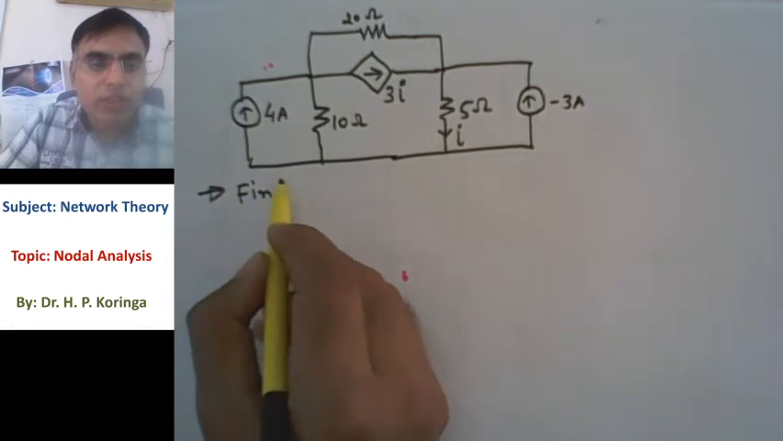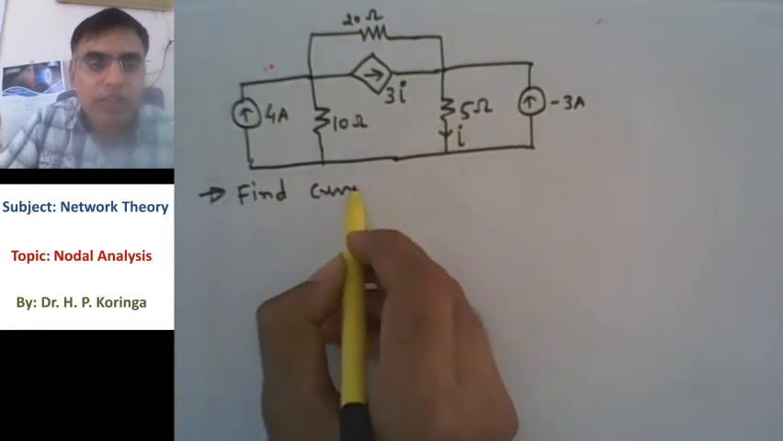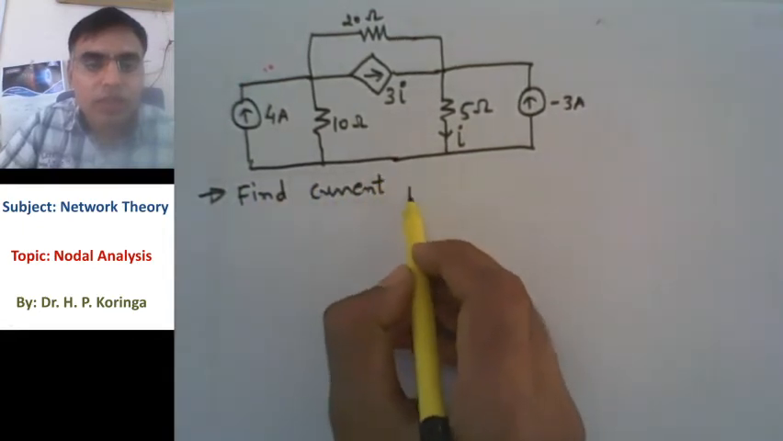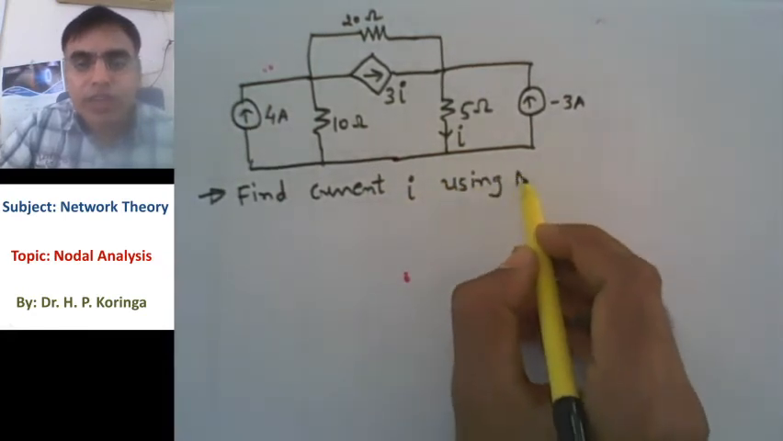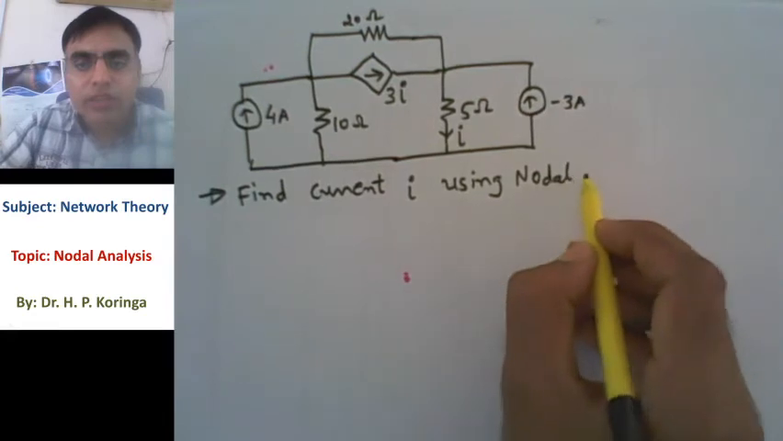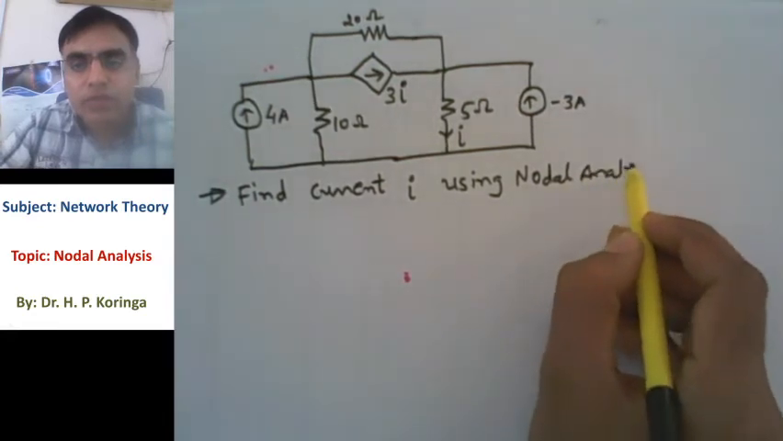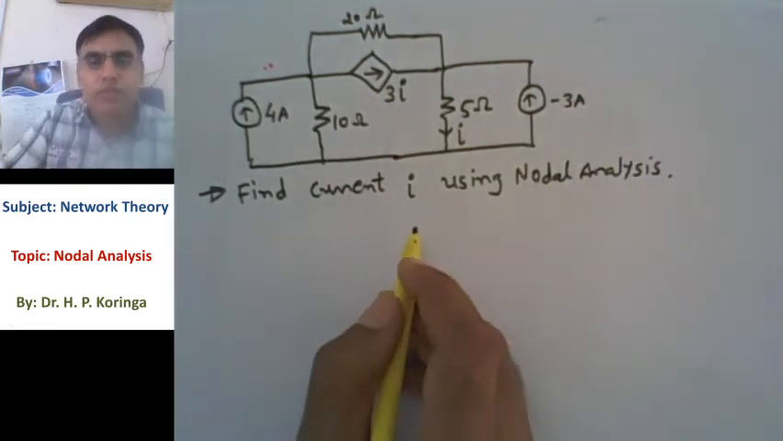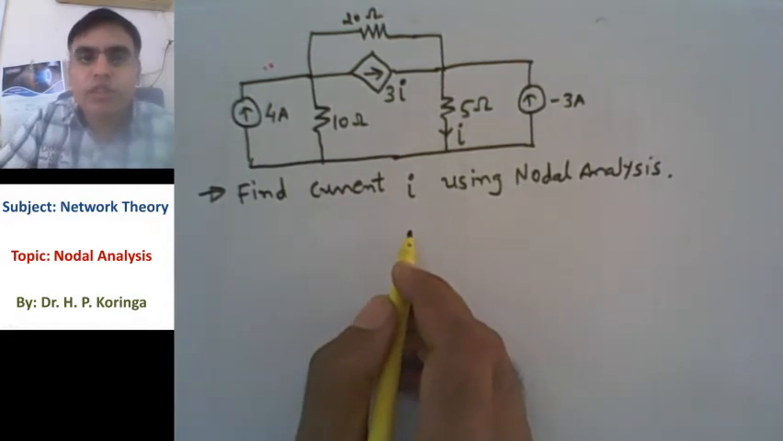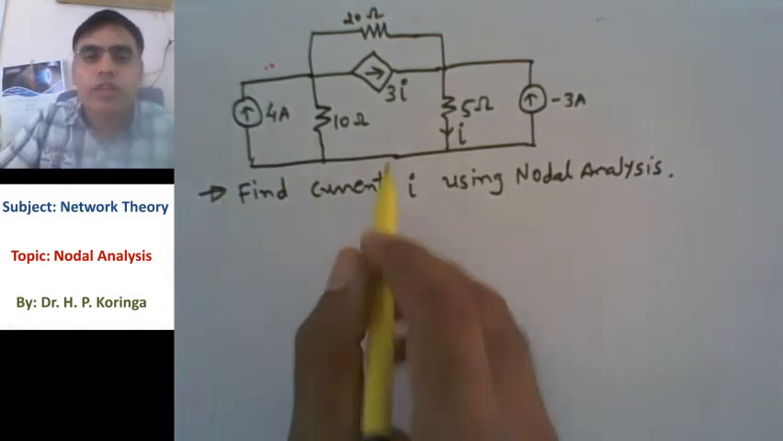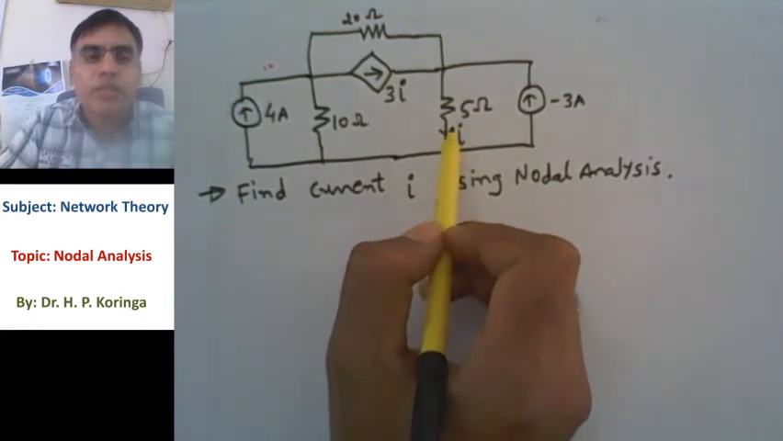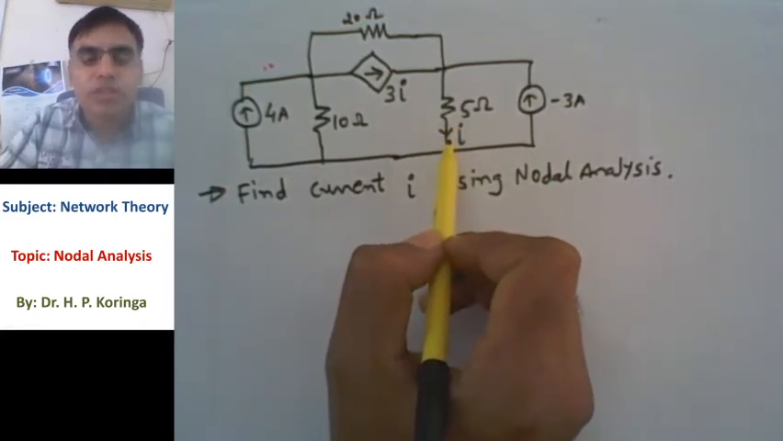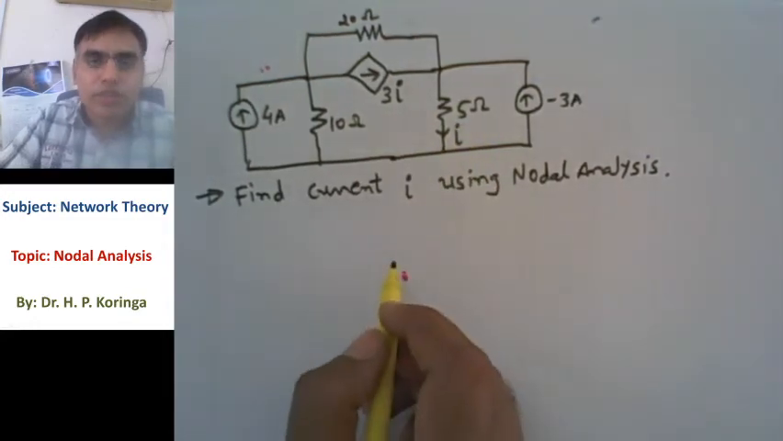And the question here for this network is to find the current I using node analysis, or nodal analysis. We have to find the current I, which is the current passing in the 5 ohm resistance branch, using nodal analysis.